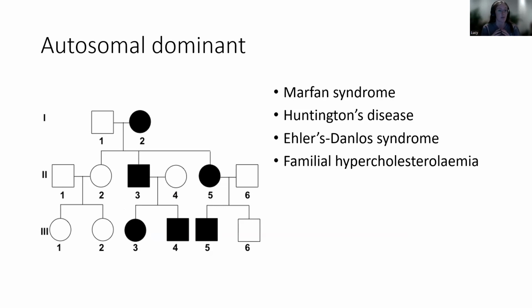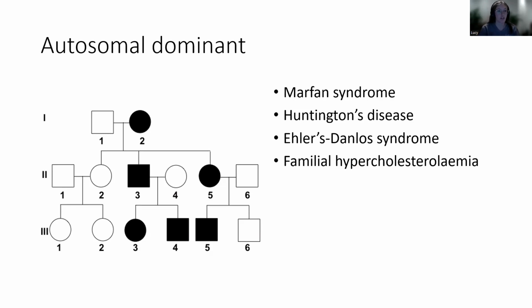If the shape is black, then it means that they have the disease. If the shape is white, they do not have the disease. So in this family tree, you can see that the disease does not ever skip a generation. If a child has the disease, then one of their parents has the disease.